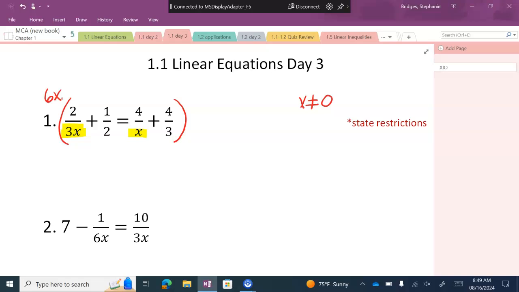Now let's talk about multiplying these through and what happens with them. I'm just going to go ahead and write out each one real quick.